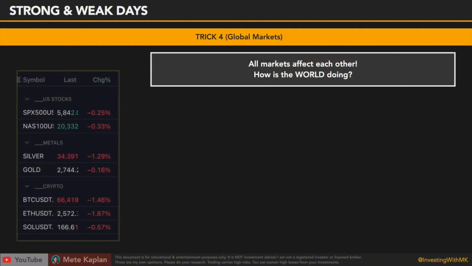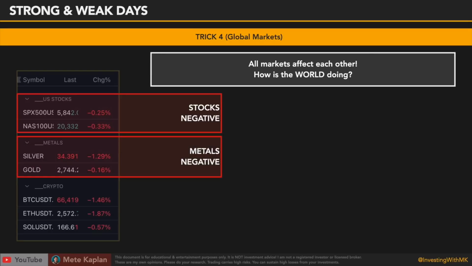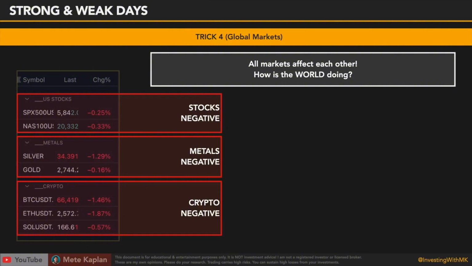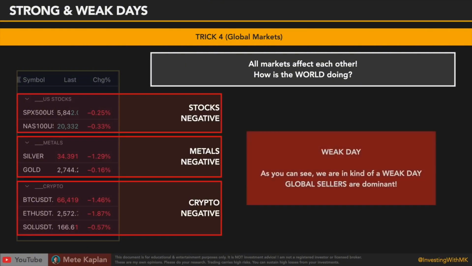As you can see here in the list, S&P 500 and Nasdaq are crashing today. They are not alone. Gold and silver are also crashing. And this money movement also affects the coins, as you can see. Bitcoin, Ethereum, Solana are also crashing. All these give ideas about if the day is strong or weak.